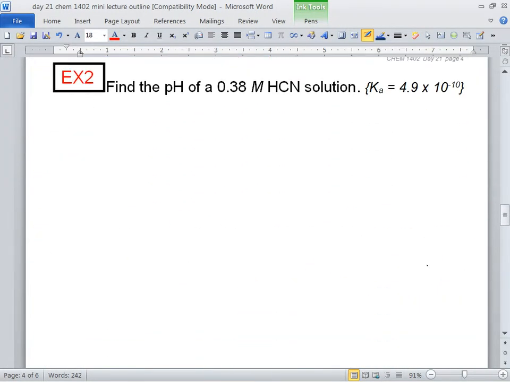So try it. Find the pH of a 0.38 molar hydrogen cyanide solution. And I'm giving you what the Ka is. I mean, you could have looked it up in the table, but I just gave it to you.